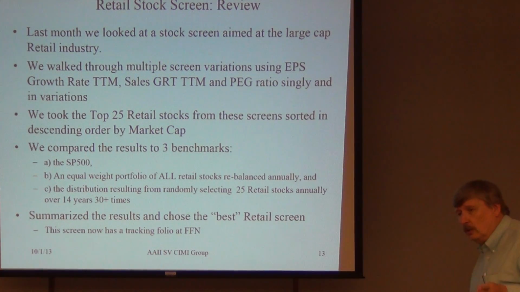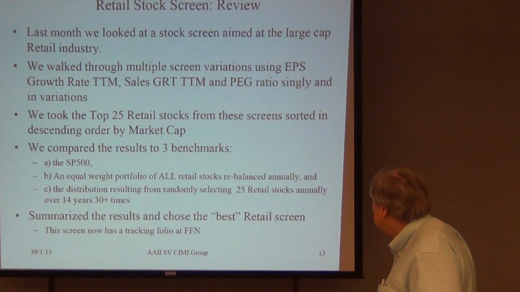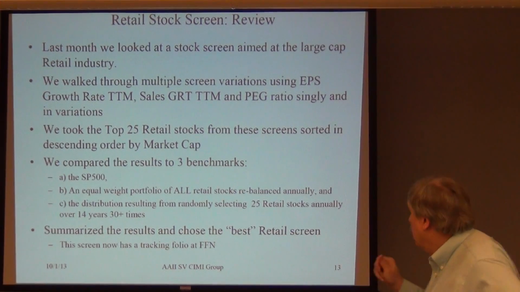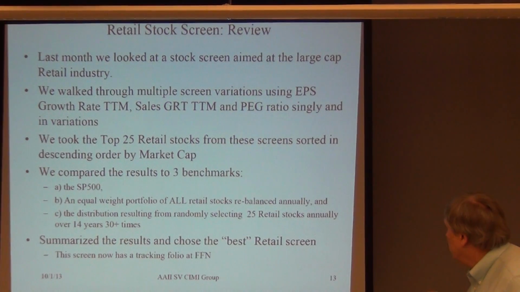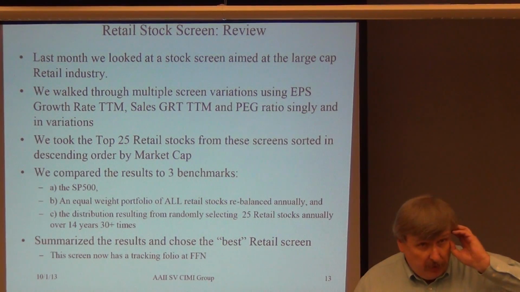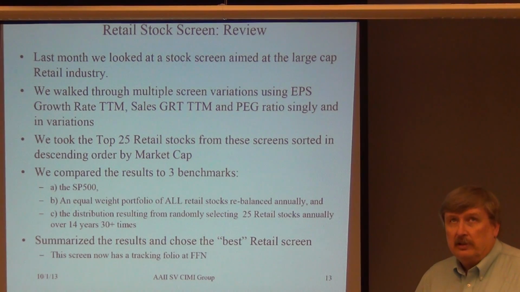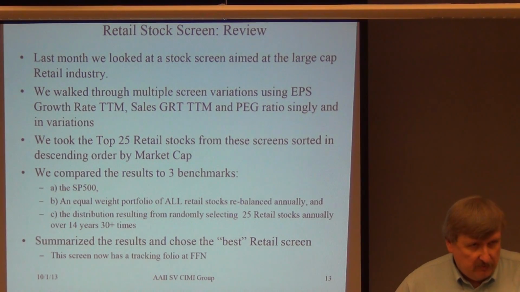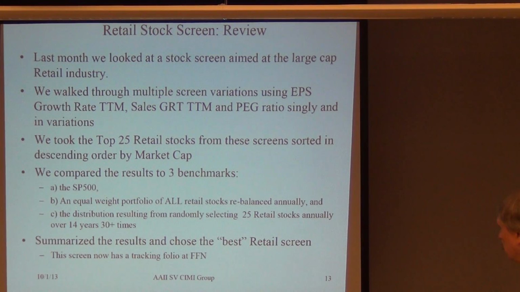The screen is aimed at large cap retail, not small cap retail. There are basically three factors in the screen, only three: EPS growth rate over the trailing 12 months, sales growth rate over the trailing 12 months, and PEG ratio. PEG ratio is PE to growth, EPS growth in particular, and that is typically viewed as a growth at a reasonable price type metric. The other two are flat out growth metrics. So two are growth, one is semi-value, or growth at a reasonable price.